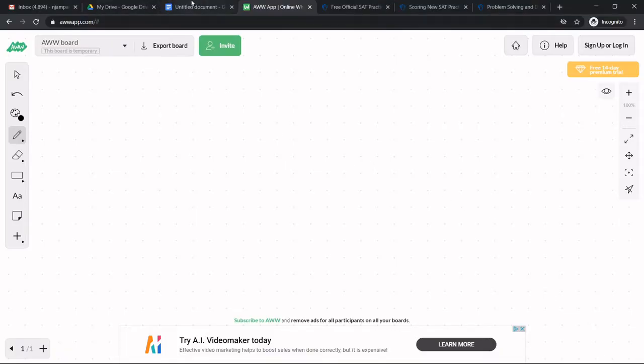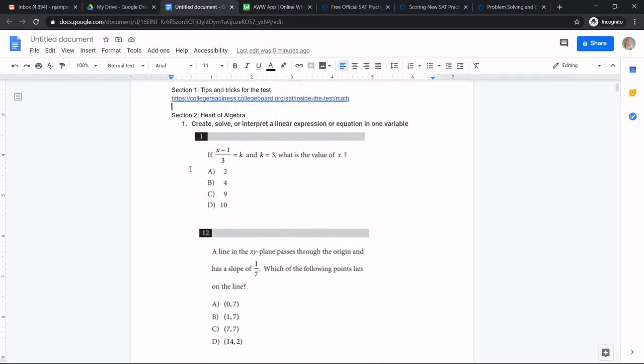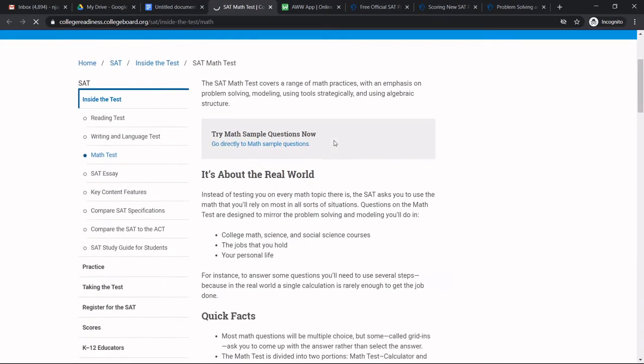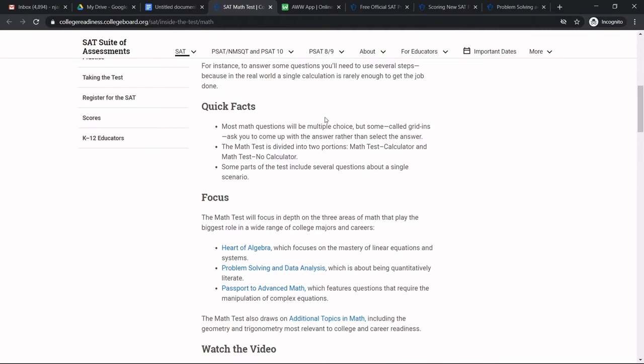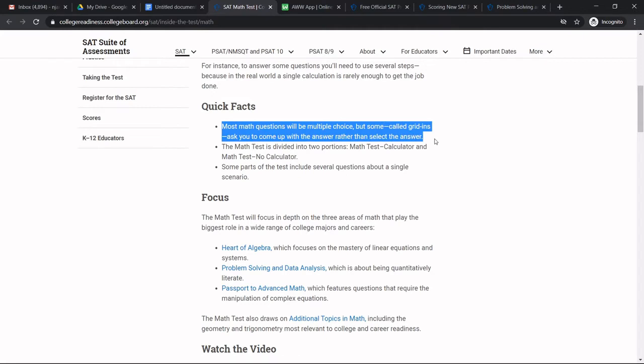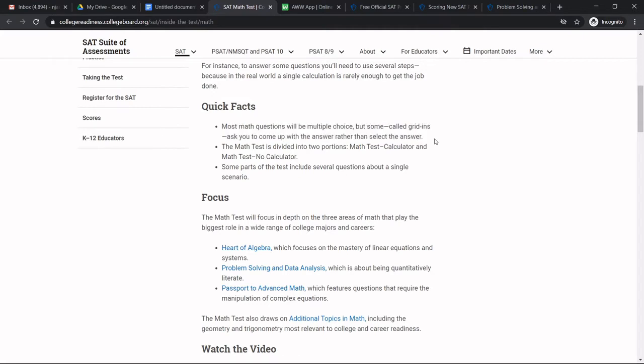Alright, it's time for math. First things first, I just wanted to go over the SAT math section a little bit, because I think it's important to know what you're getting into, particularly if you're just starting it. In the SAT math section, a large majority of the test is going to be multiple choice, but there are some grid questions where you have to come up with the answer that's not multiple choice, and you can enter anywhere between 1 and 1,000, or a fraction, or a decimal as your answer.